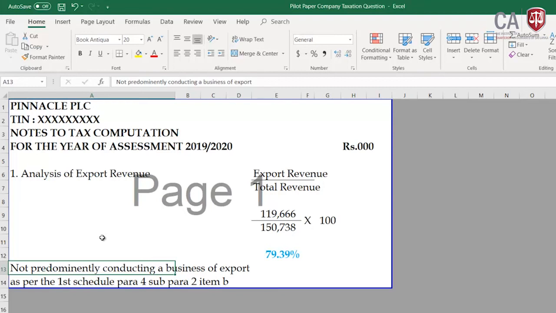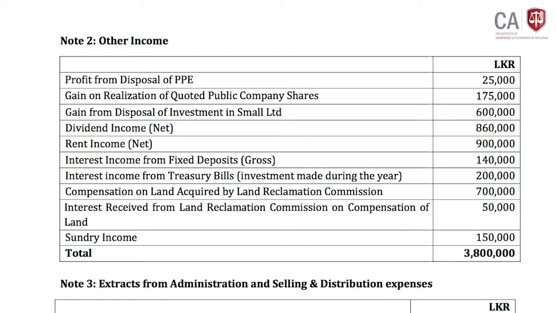exports. That's all. Now you all know, okay, for my organization, Pinnacle PLC, the applicable tax rate is 28%. I think it's clear to you all. Then we will go for the next part of the question. Revenue, we have taken the maximum advantage from the breakup of the revenue.